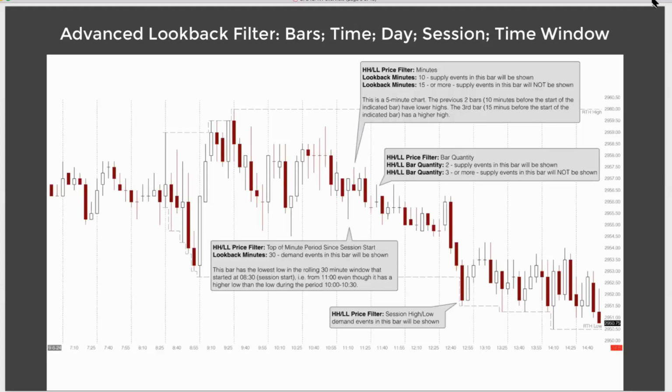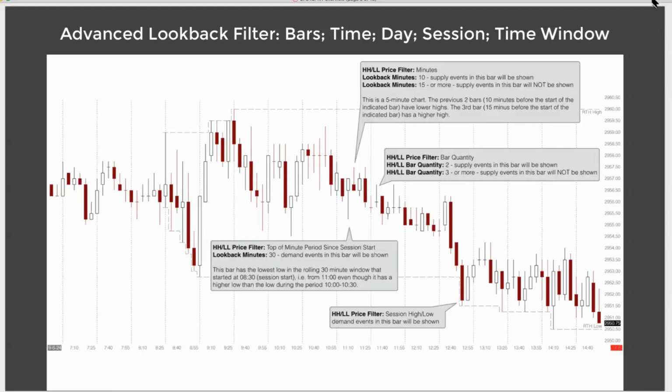So what's neat about this, imagine that you're using a tick chart or a volume chart. We can say, well, let's look for the highest high, lowest low over the past 30 minutes, even though you're looking at a tick chart. So we're detaching the time element from the chart type or the periodicity of the chart that you're looking at.